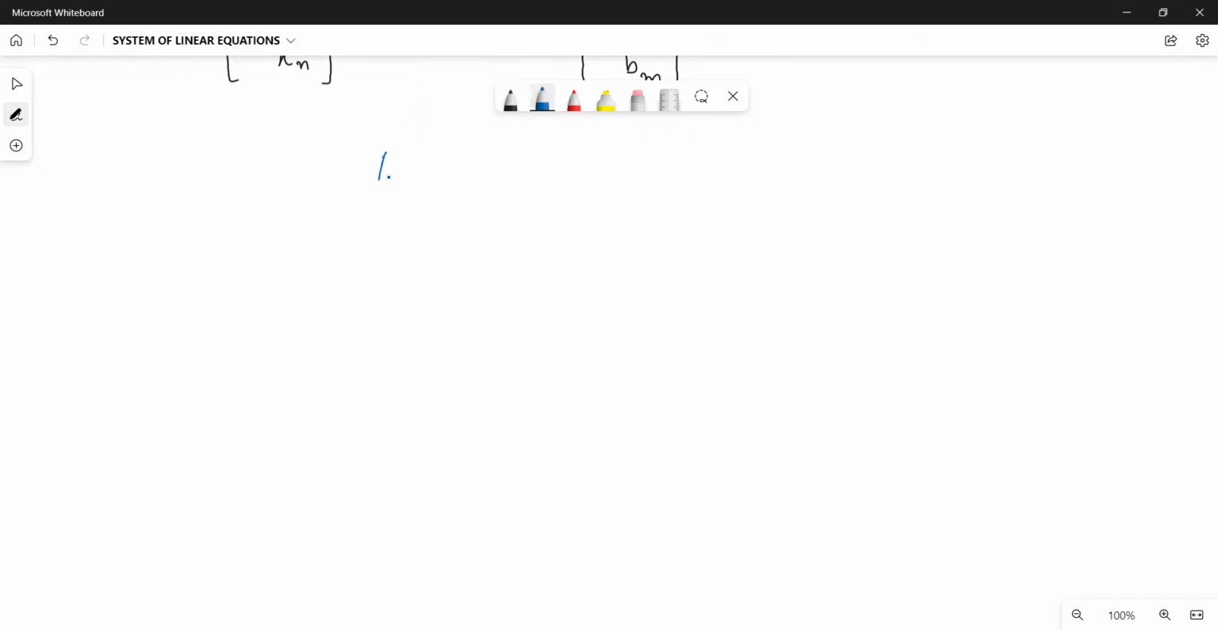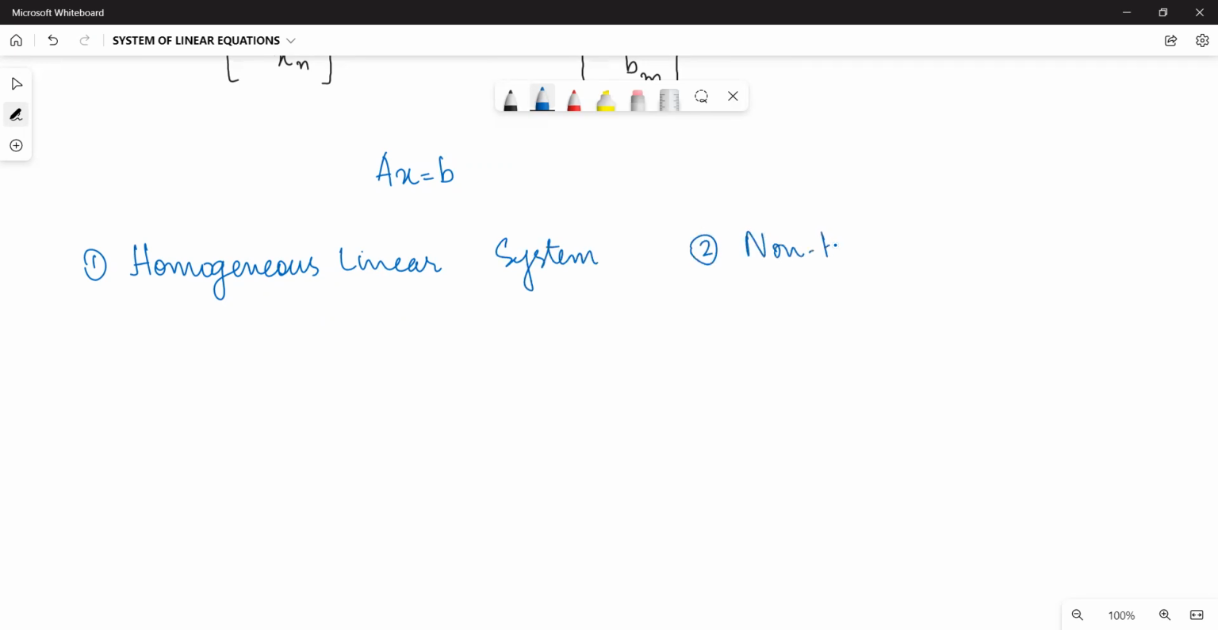We have Ax equals B. This is the short form that we are using for our general system of linear equations, and we know what A, x and B are. We have two types of linear system. The one is a homogeneous linear system and a non-homogeneous linear system.